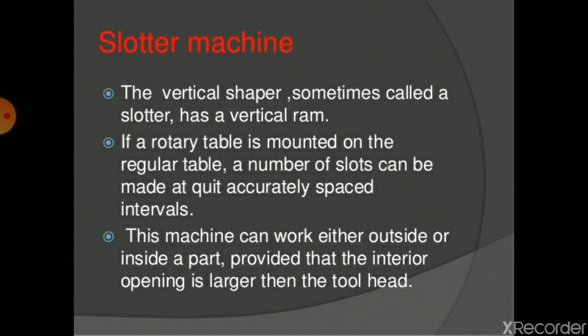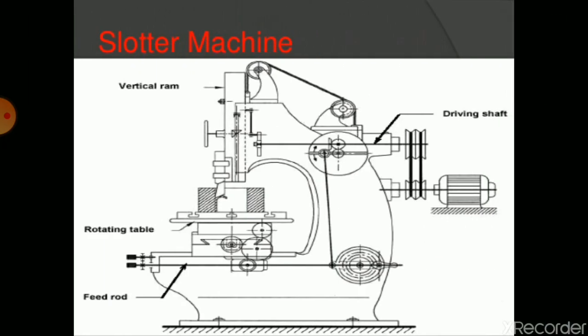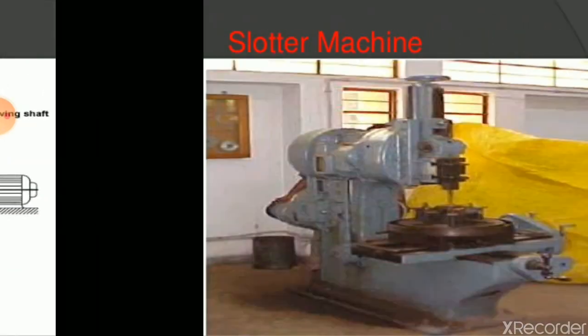Second one is slotter machine. The vertical shaper, sometimes called a slotter, has a vertical ram. If a rotary table is mounted on the regular table, a number of slots can be made at quite accurately spaced intervals. This machine can work either outside or inside a part, provided that the interior opening is larger than the tool head. This is a slotter machine with its parts.